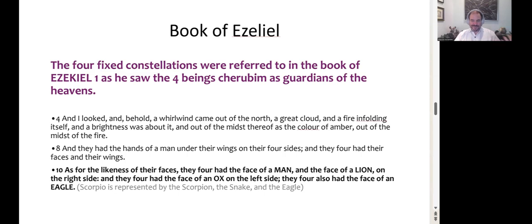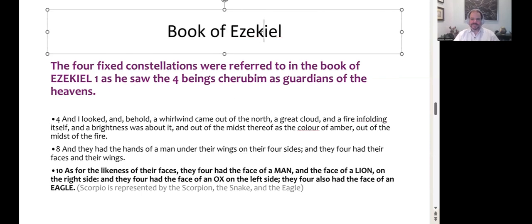Another interesting representation of the fixed signs is in the biblical book of Ezekiel. The first chapter. So Ezekiel has this vision where he sees this big cloud, and then there's some kind of being, the cherubim, kind of reveal themselves as guardians of the heavens. And of course, it's a prophetic dream, which symbolizes change. So he looks and he sees the clouds and fire and chaos.